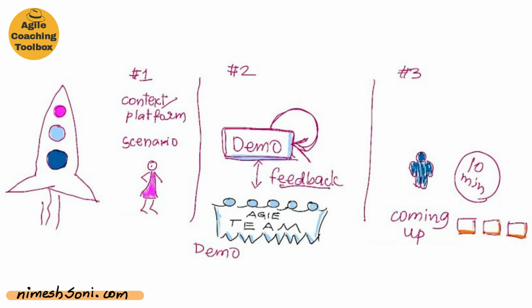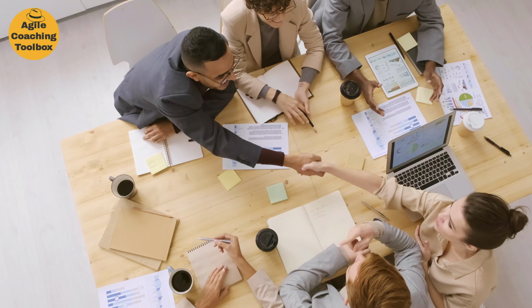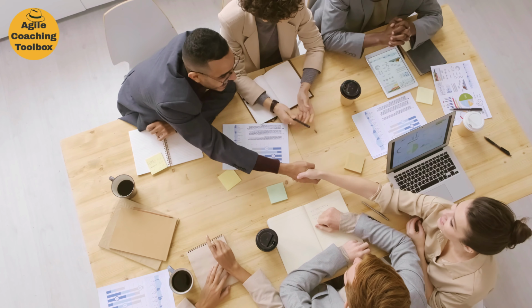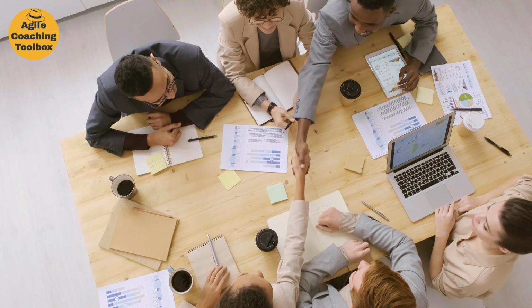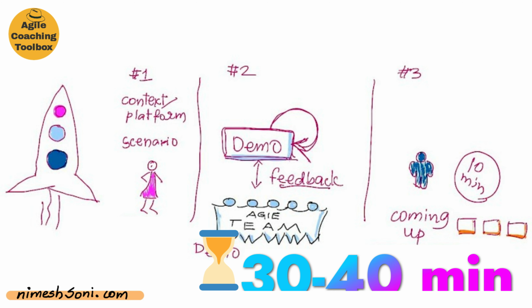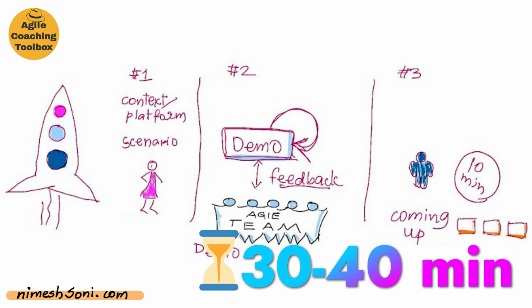This interaction could and would introduce new challenges to your product backlog and may impact priorities of items within it. This interaction will also help us in establishing that trusting relationship with our stakeholders. This stage should take most of the time in your sprint review session. Typically, I would say 30 to 40 minutes should be spent on this actual demo, showcasing the functionality to our stakeholders and getting their feedback, having that conversation with them.